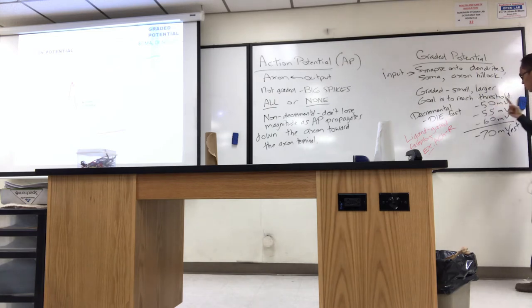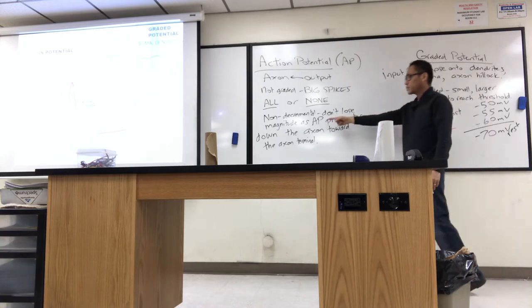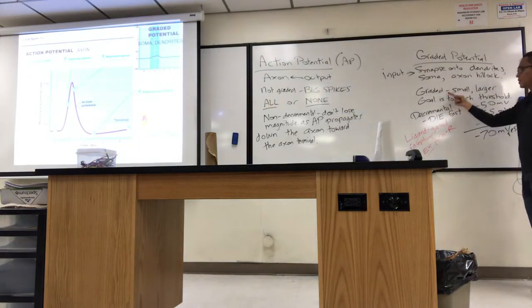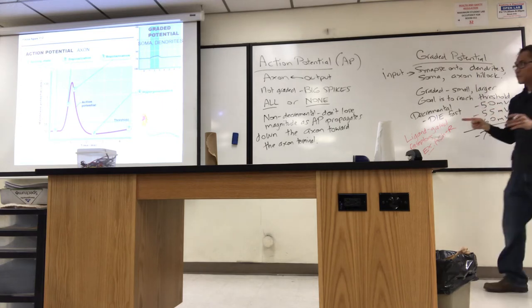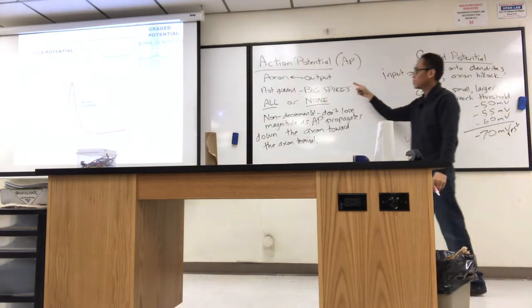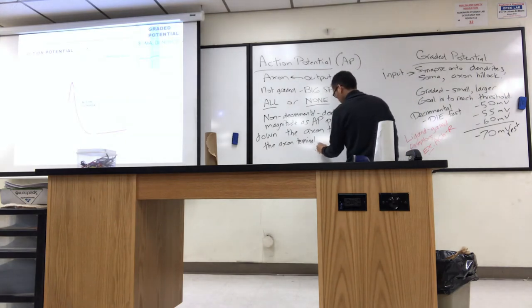And if you actually reach threshold and you turn the cell on, go over here, what you're doing is those graded potentials were enough to open the first action potentials on the axon. And you turn on the voltage-gated channels.